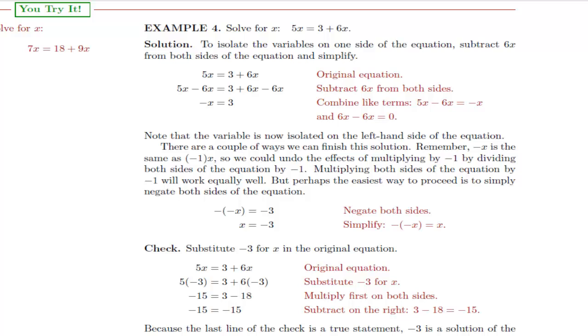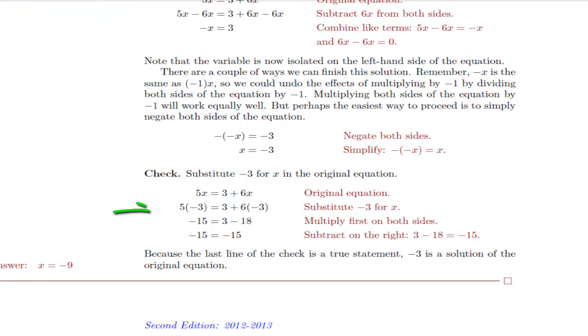Note that the variable is now isolated on the left-hand side of the equation. There are a couple of ways we can finish the solution. Remember, -x is the same as -1x, so we could undo the effects of multiplying by -1 by dividing both sides of the equation by -1. Multiplying both sides of the equation by -1 will work equally as well. But perhaps the easiest way to proceed is simply to negate both sides of the equation. Negating -x, we get negative times -x is a positive x, and negating positive 3, we get -3. So x equals -3.